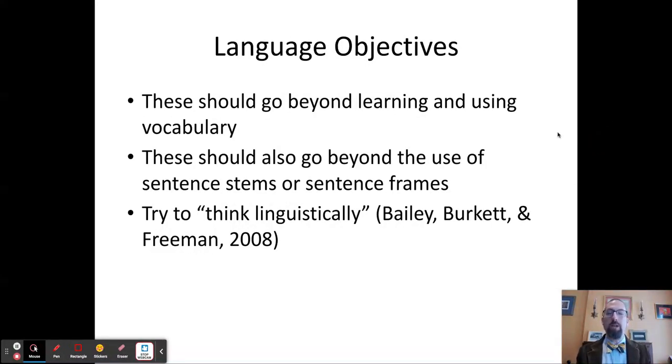Then your language objectives should go beyond learning and using vocabulary. These should also go beyond the use of sentence stems or sentence frames. While those can be helpful, what we want to do is help our learners acquire different aspects of the language that will help them be independent users of the English language. So when you're creating your language objectives, try to think linguistically as you are writing them.